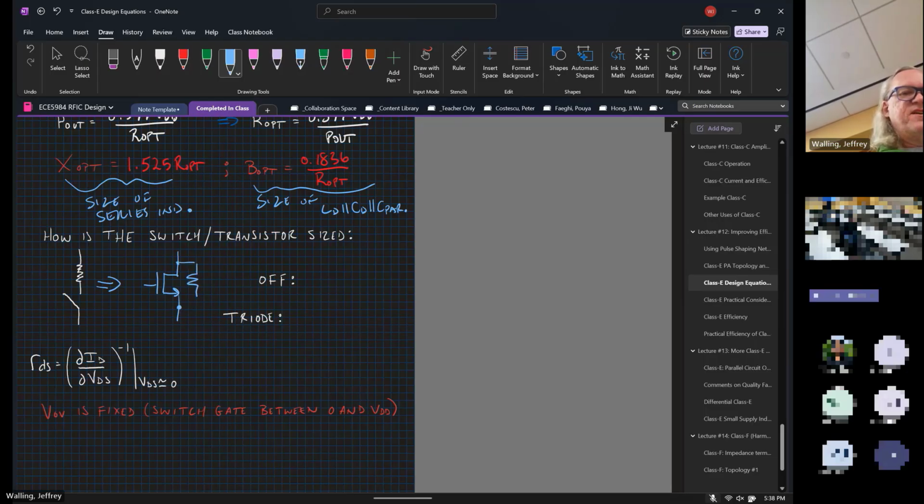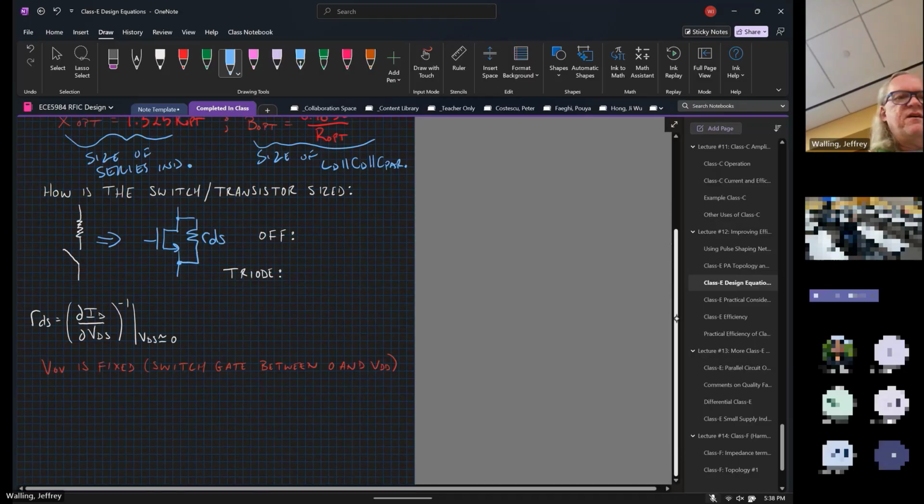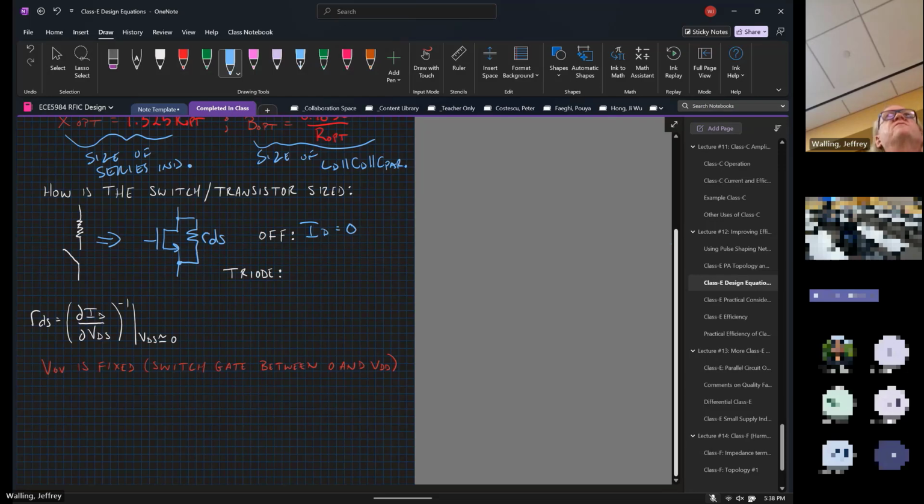And of course, our MOS device ends up having some drain to source resistance. So ideally in the off state, ID goes to 0, no current is flowing through it, so it's just in pure cutoff. But then when we turn the switch on, it's going to go through saturation, but ultimately the drain to source voltage is going to be driven to be pretty close to 0. So it's going to go into triode.